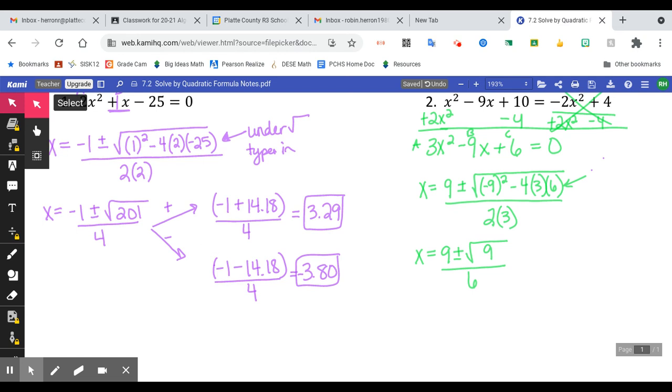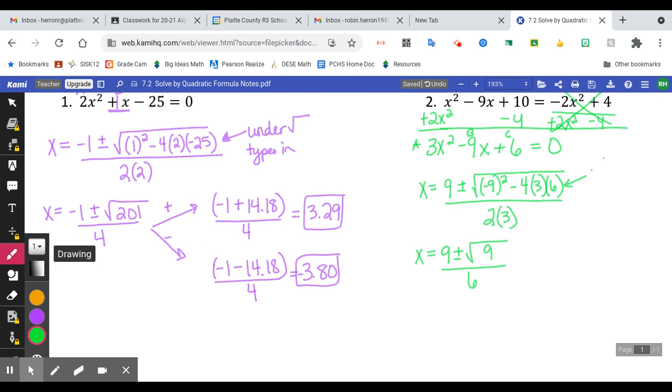All right, so I'm going to make my two problems, one positive, one negative. So I'm going to have 9 plus the square root of 9, which is 3, divided by 6. And again, 9 minus 3 divided by 6. Now, you can see these are going to turn out nice. So we could have used the quadratic formula or the factoring part for this one actually, but I'm showing you that it works for both.